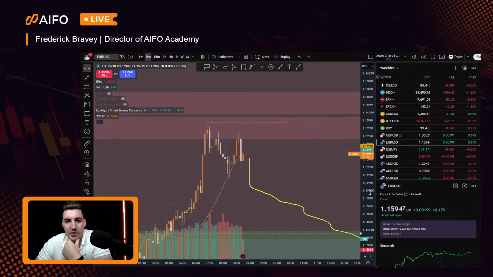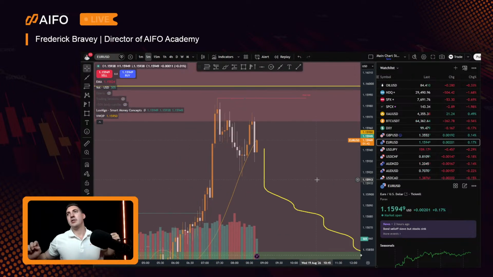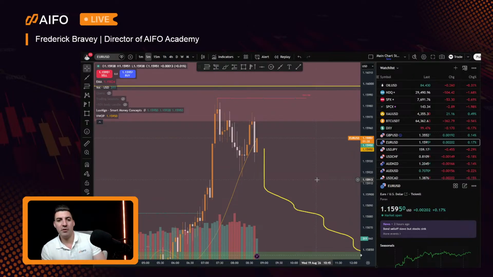Euro dollar, yeah, very similar thing. Euro dollar and GBP often follow a very similar pattern. If you're looking for longs on GBP, you're likely looking for longs on the euro dollar.